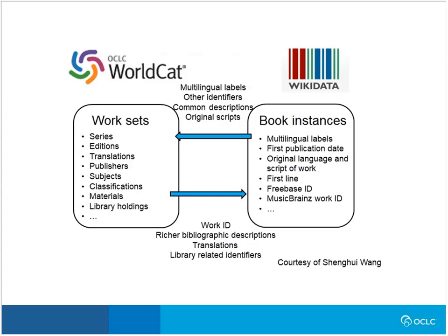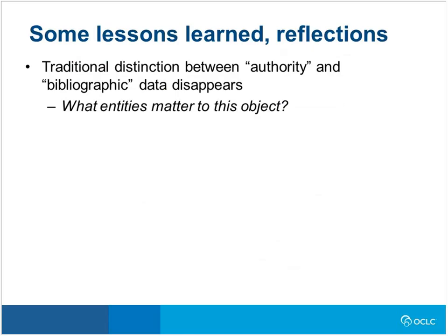Linked data offers us not only the opportunity to represent authors, translators, and titles by identifiers rather than by text strings, but also to take advantage of other linked data resources to enrich our own data sets. So in this case, we're showing the mutual benefit we see between WorldCat and Wikidata. From Wikidata, we can pull more multilingual, multi-script labels, other identifiers, and common descriptions, for example, knowing what the first publication date is, but WorldCat has far richer bibliographic descriptions, far more translations, and more library-related identifiers.